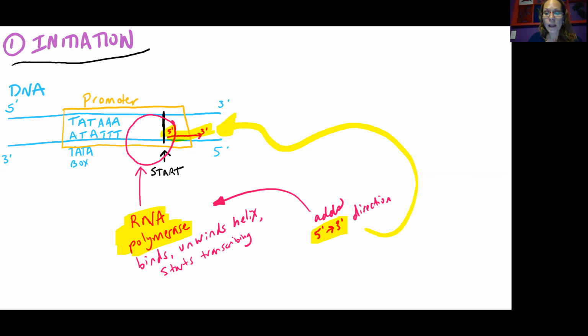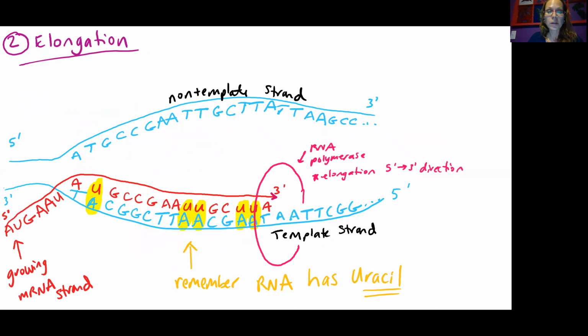It's just going to be making the mRNA, copying off of one strand of the DNA. And notice that it's going to add in the 5 to 3' direction. Now, here we can see our process of elongation. So we just see the RNA polymerase running down the template strand of the DNA, building the RNA based on the rules of complementary base pairing.